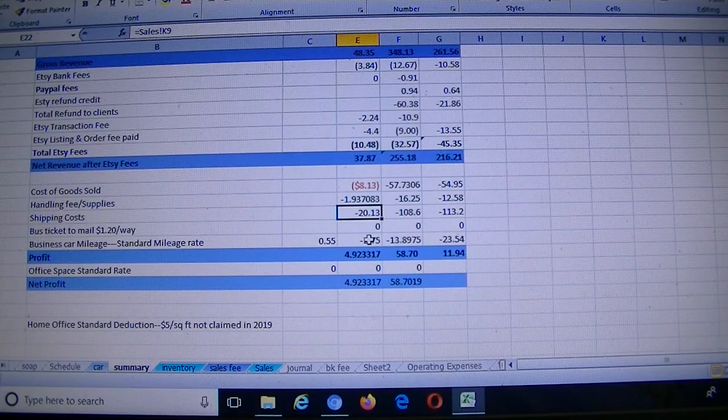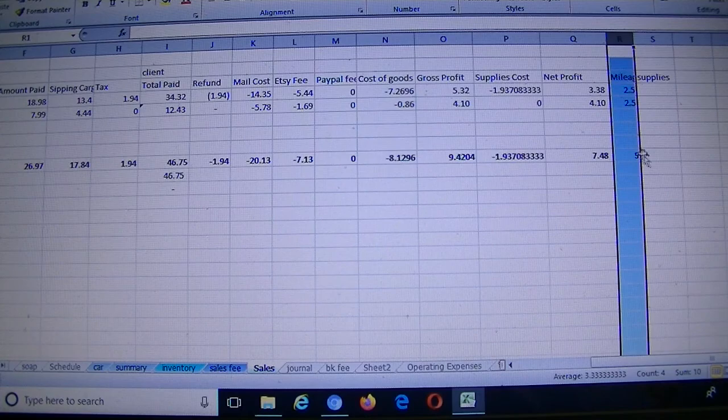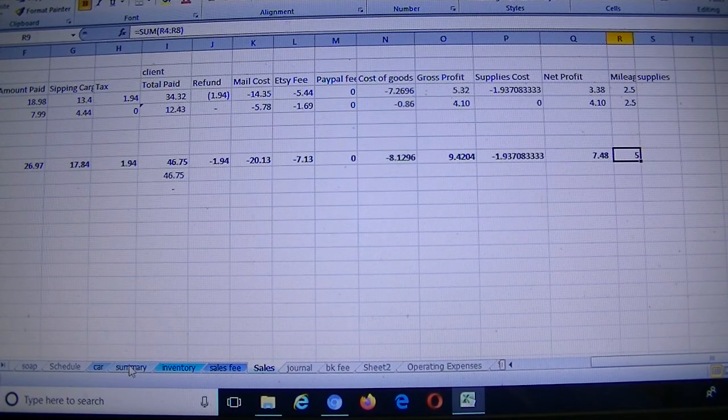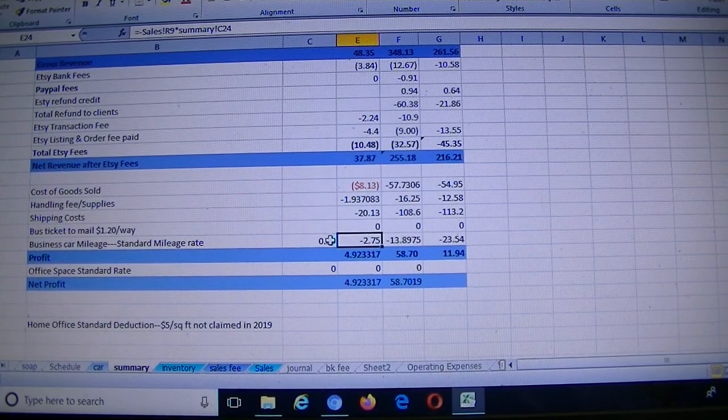But my husband mails or ships them, so that's the mileage, and I'll track my mileage on the sales sheet. So that's the mileage here, and that's 5 for the year, 5 miles. And I'm using the IRS standard mileage 0.55 to do the calculation. So that's negative 277 here, and that gave me the profit of 4.92.